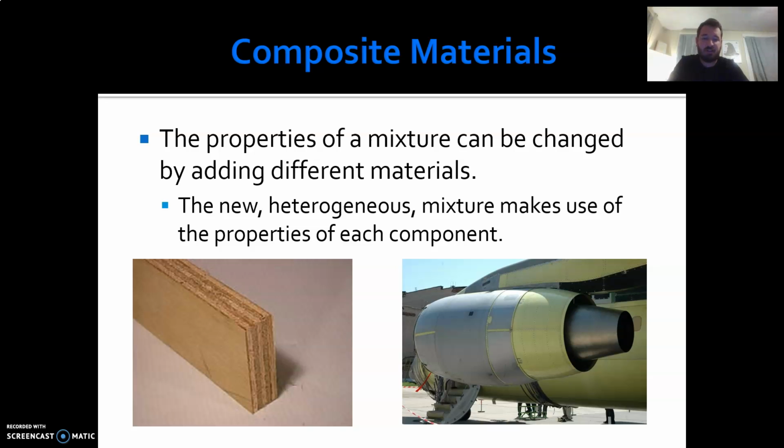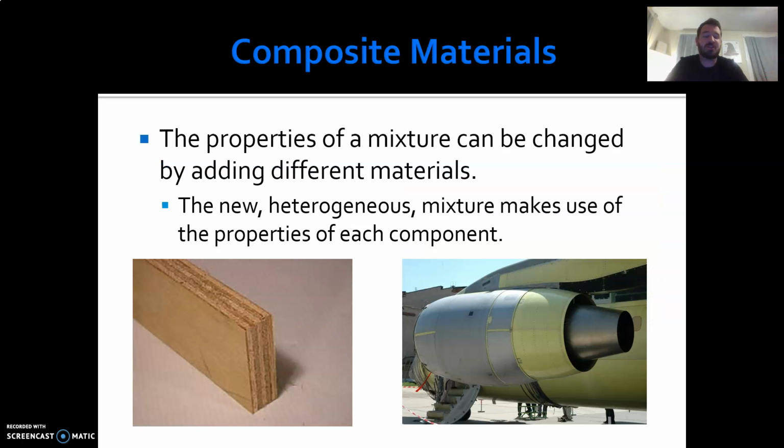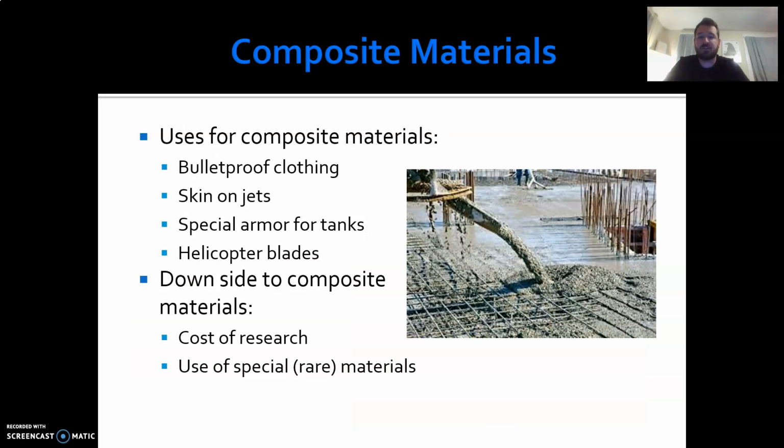Another example, right, and you can take a look here at the picture on the bottom right, and this is a skin on a jet. So skins on a jet are made of composite materials because we want it to be light, right, to not weigh down the airplane and make us use more fuel to get it above the ground. But we also want it to be strong and durable. So that's why they have to use a mixture of two materials.